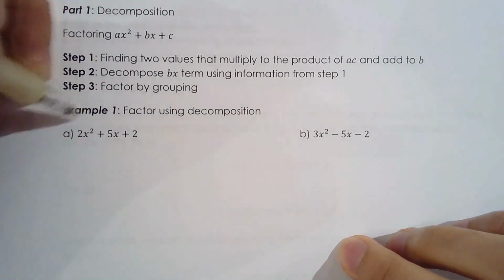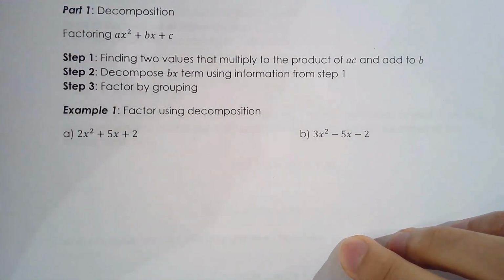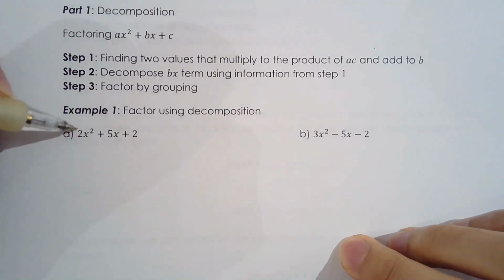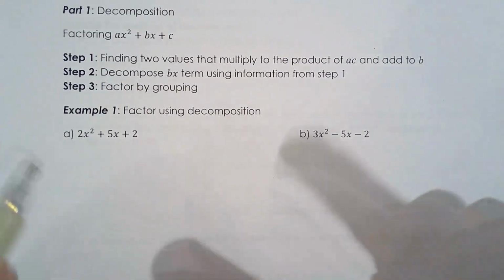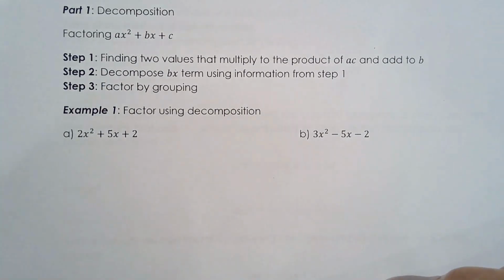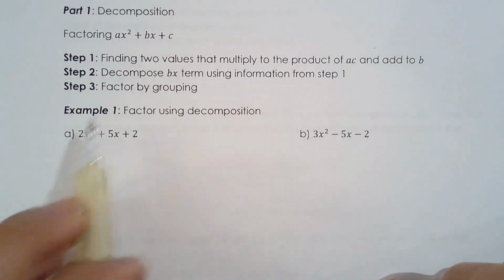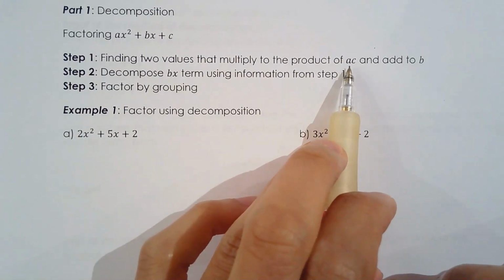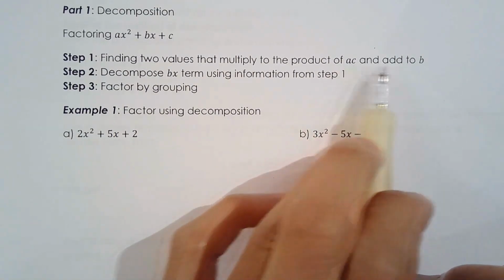So, 2x squared plus 5x plus 2. So this is clearly a complex trinomial because the coefficient of the x squared term is 2, it's not 1. And I can't deal with it, there's no common factor of 2. So how does decomposition work? So the first step is you find two values that multiply to the product of a and c, or product of AC, and add to b.